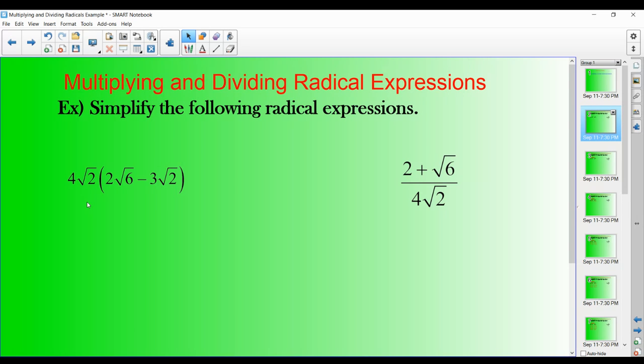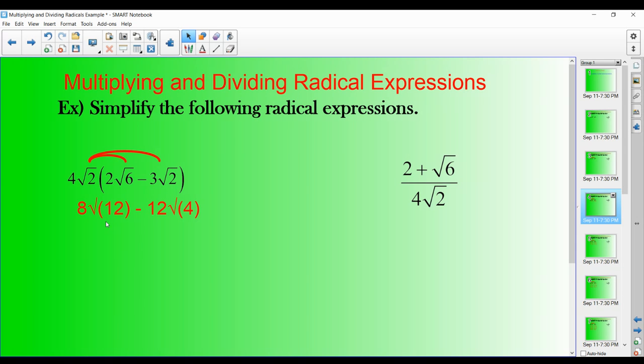We'll start with multiplication. Now the first thing I see is I see parentheses, so I'm going to distribute. So 4 square root of 2 times 2 root 6, and 4 square root of 2 times negative 3 root 2. So I can use my rules of multiplication. 4 times 2 is 8, square root of 2 times square root of 6. Do the same thing for the second term. And then I have a multiplied expression, but now I got to make sure I simplify all the terms and then combine some if need be.